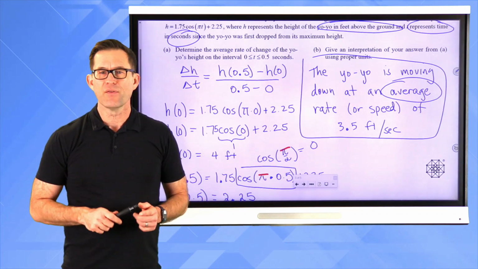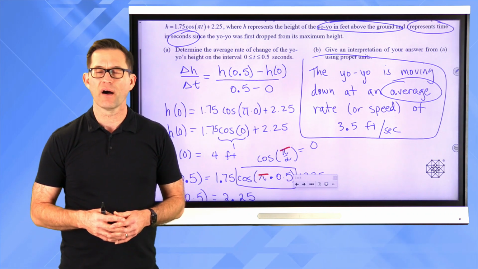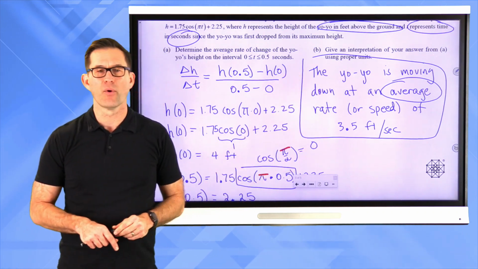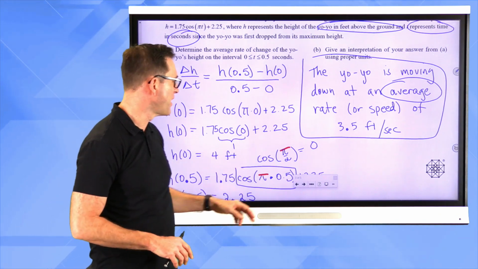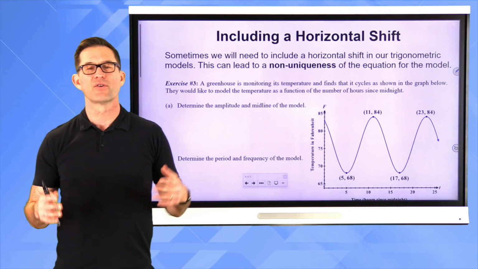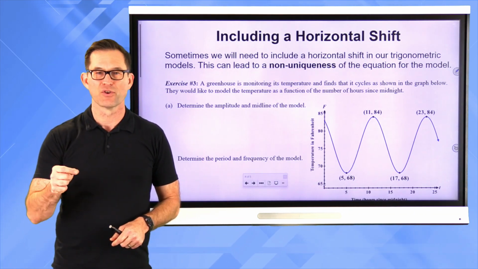But I will say this, it is not a linear function, so the average rate of change is not constant, which is why we really need that average rate of 3.5 feet per second. All right, let's kind of move on from there. Not a lot to do with our models per se, just more in terms of just being able to do an average rate of change with a trig function.